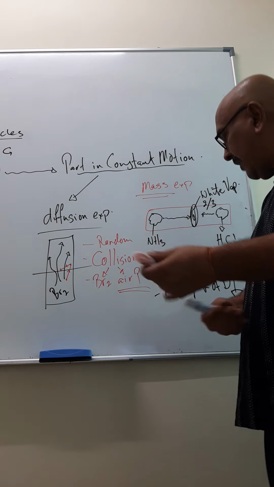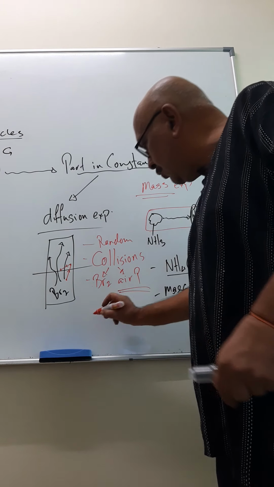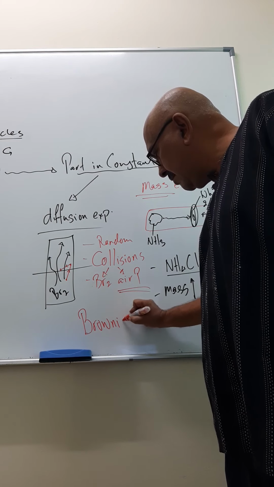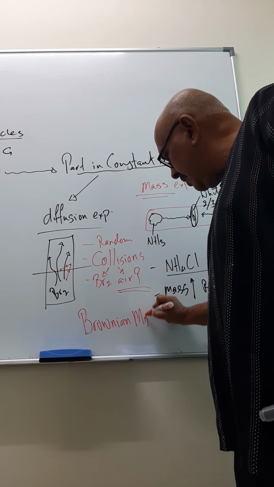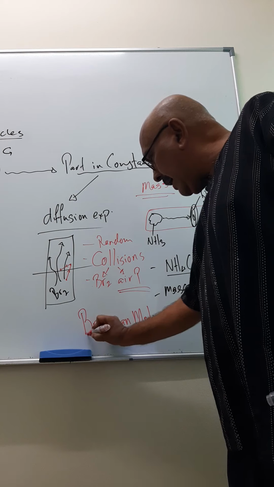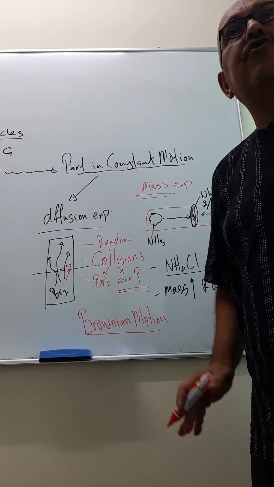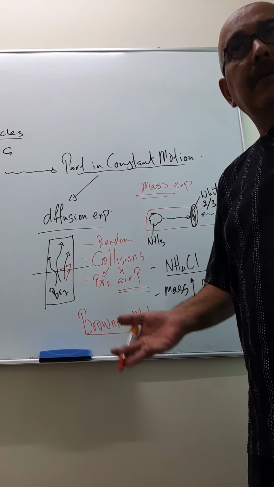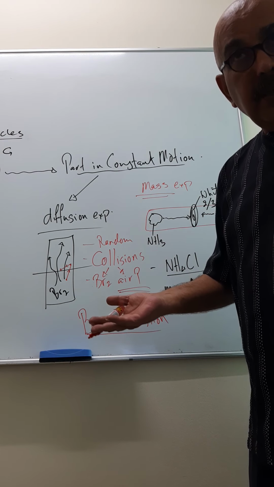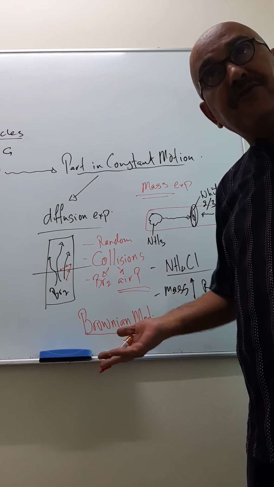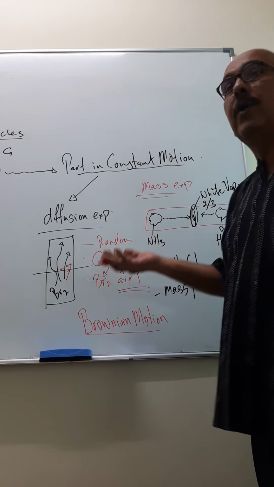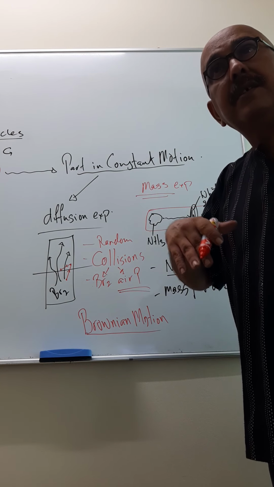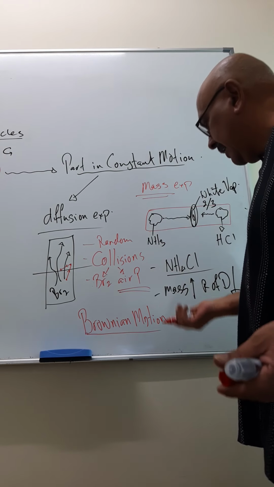And then you have the one that you mentioned, which is Brownian motion. And what is Brownian motion? What is it showing you? The random movement of particles due to collision. And normally what do we use? We use smoke. And what's bombarding the smoke particles? The air particles. Okay, like that.